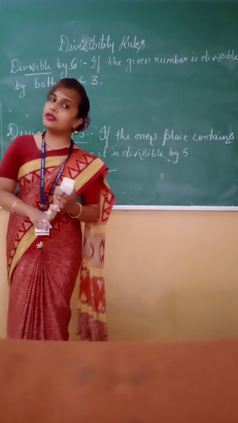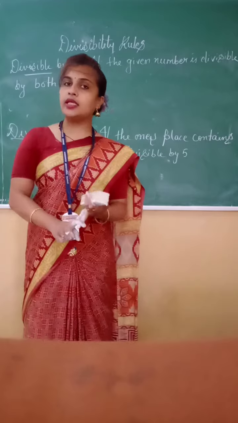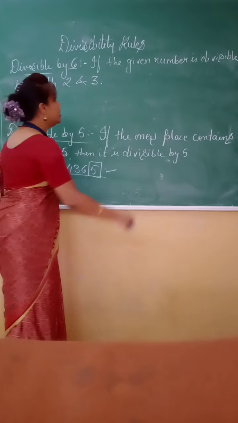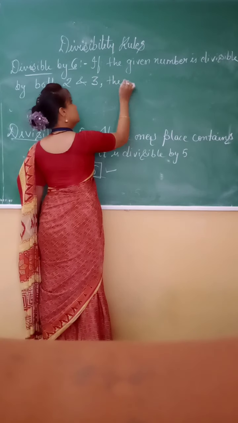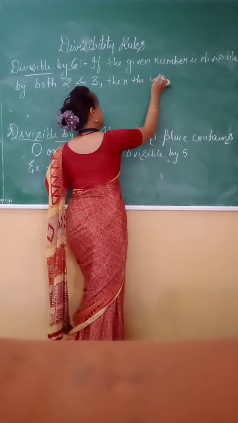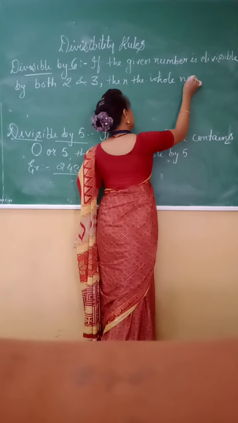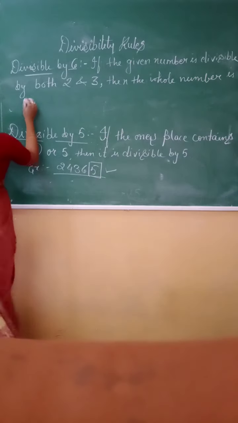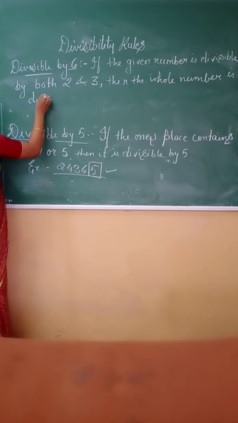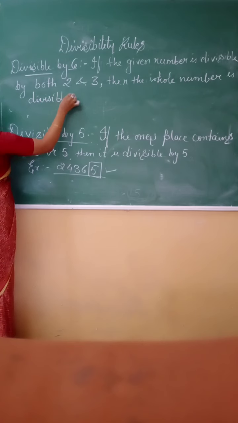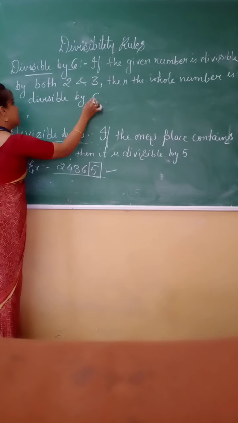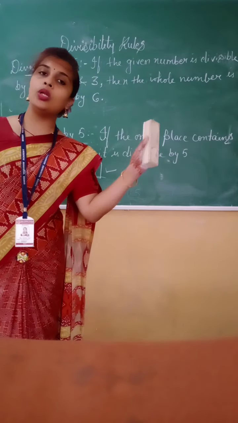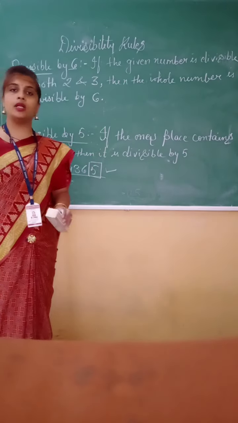2 के लिए भी divisible होना चाहिए और 3 के लिए भी होना चाहिए. If it is divisible by both 2 and 3, then the whole number is divisible by 6. Then we can say that the whole number is divisible by 6.